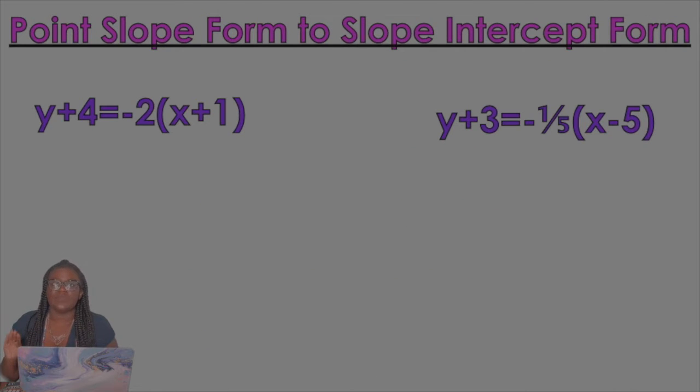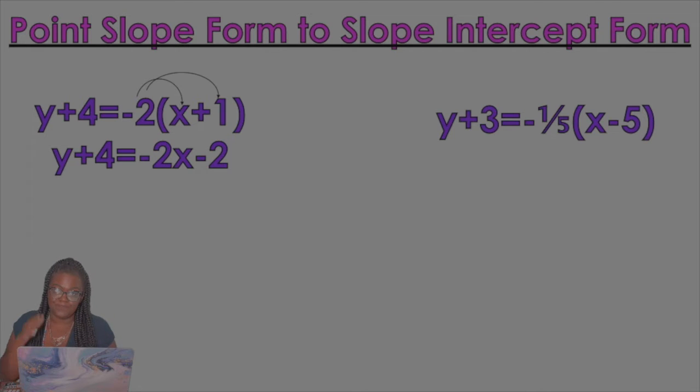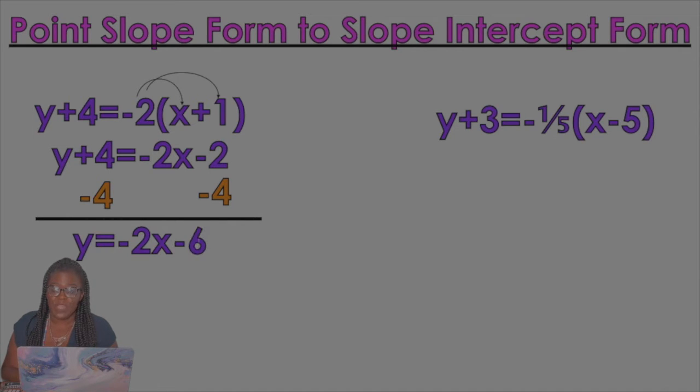So first we're going to do point slope form to slope intercept form. When you have point slope form, what you're going to do first is distribute. Then once you distribute, you are going to isolate y. That basically means that we're going to subtract that 4 from both sides. We're going to get y equals negative 2x minus 6. So then we'll do the next example.